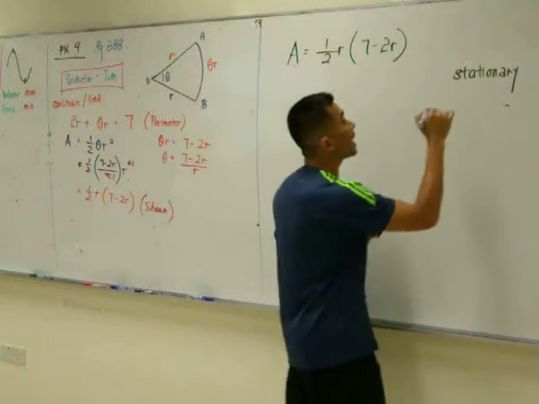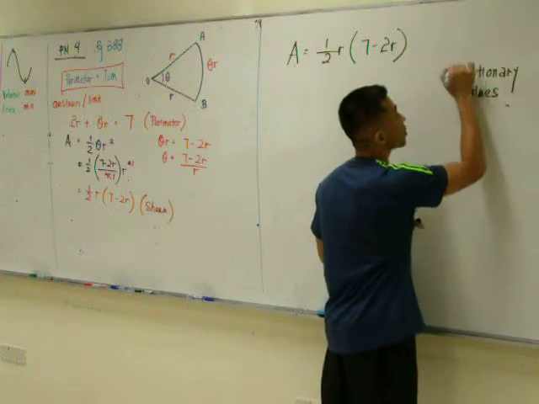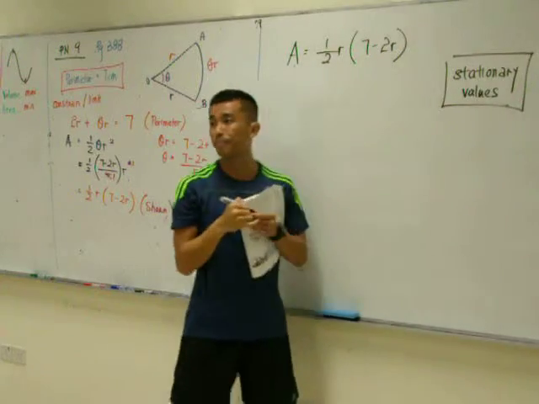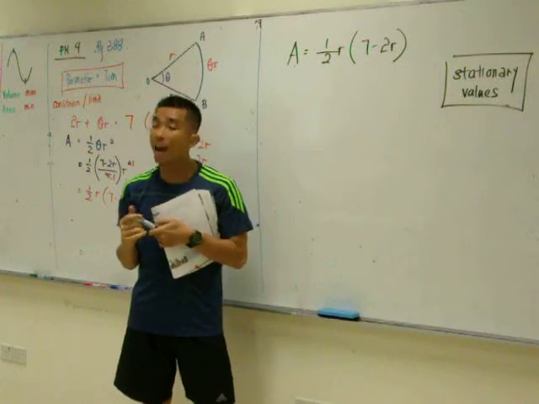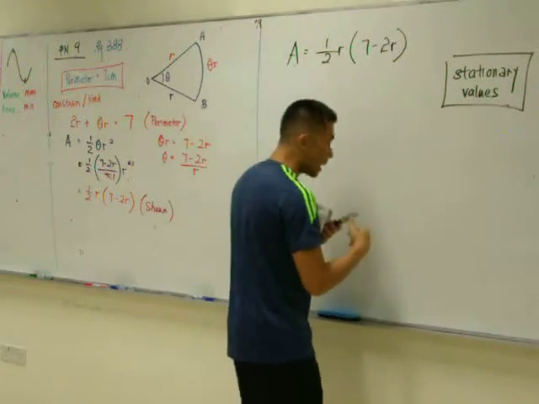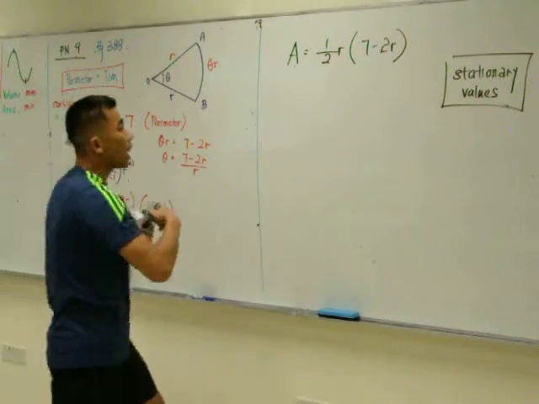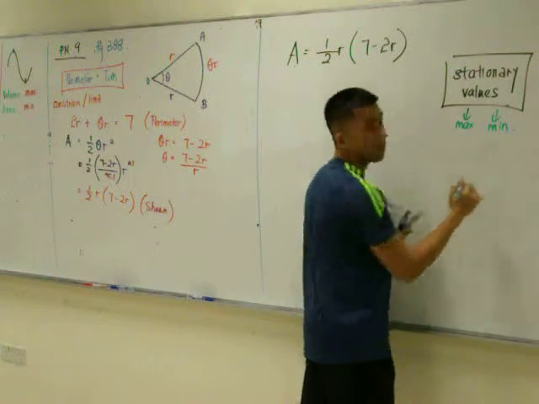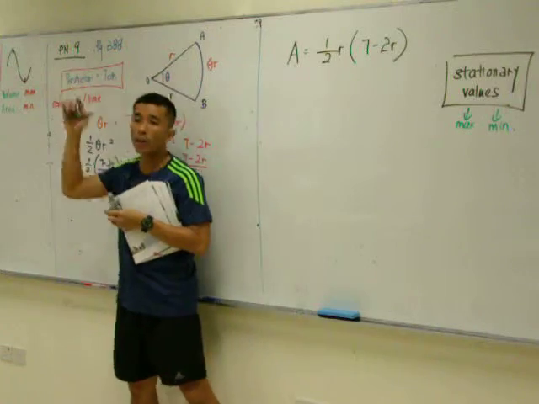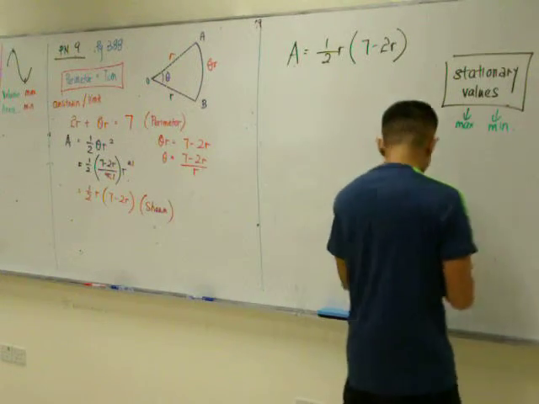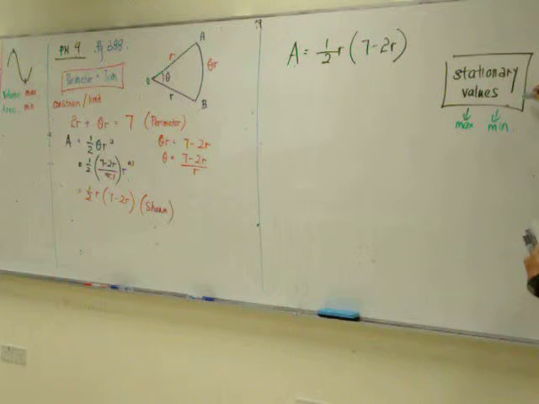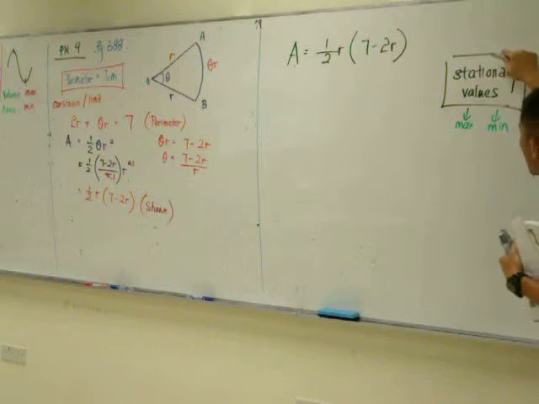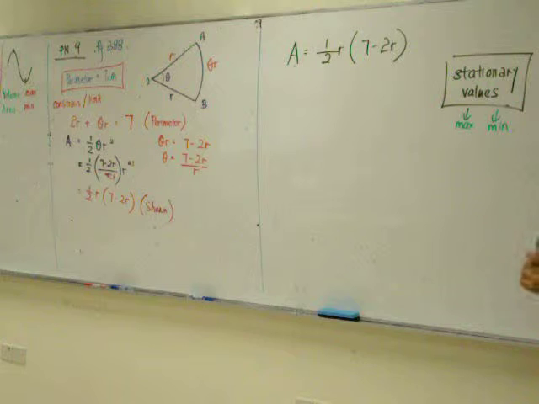Now, we are looking at stationary values in word problems. Okay? Stationary value means it can be either maximum or minimum. And that is why I gave you all the synonyms that deal with maximum and minimum. Now, stationary value, in general, could be maximum area, minimum area, maximum volume, or minimum volume. I do not know what it is.